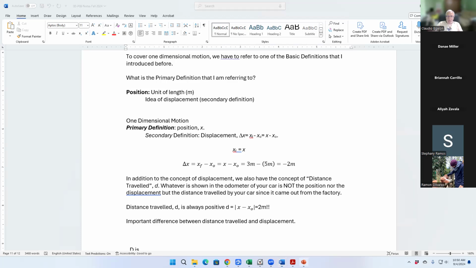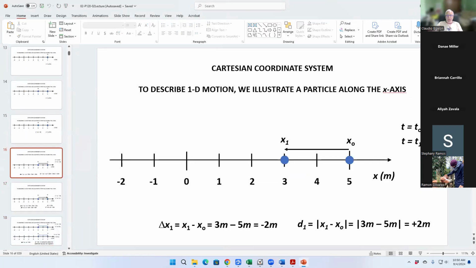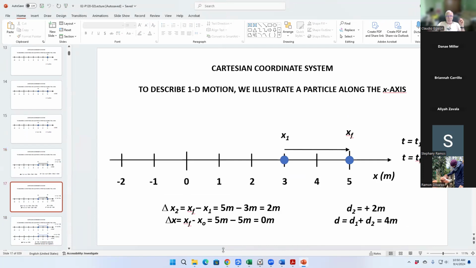And that's what you have written here in this slide. Okay, here you go. Distance traveled, for one-dimensional motion, is the magnitude of the final position minus the initial position, plus 2 meters. Okay.